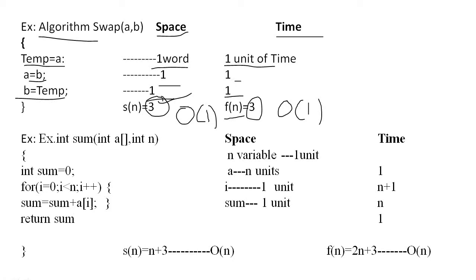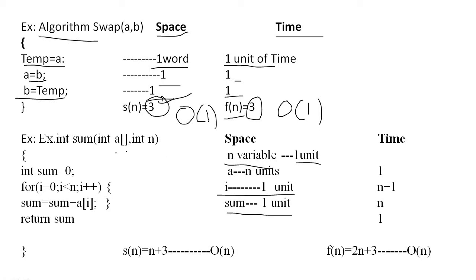Here n is a fixed component, because we give only one value to n once, and it assigns that value. For this, 1 unit of space is required. And i is also fixed, so 1 unit for i. And sum is also fixed, and for this also 1 unit.